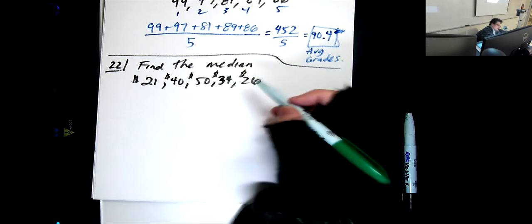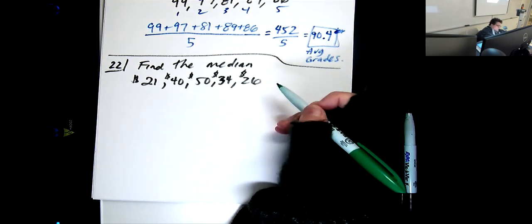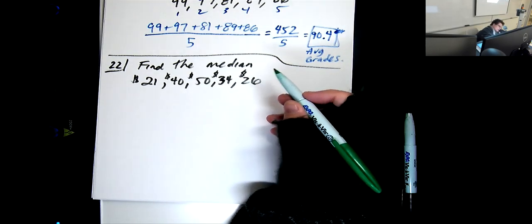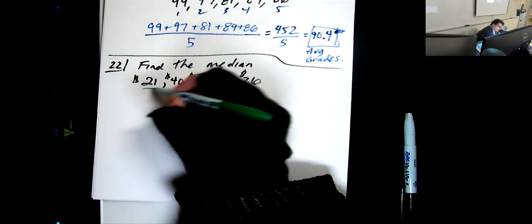So the median is the middle number, but they have to be in sequence. They have to be in order. So I'm gonna rewrite these in order. The lowest number is a 21.